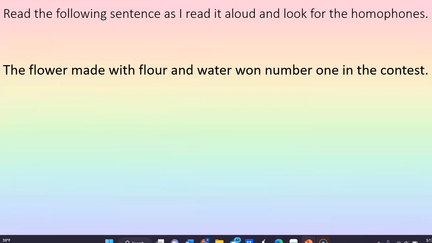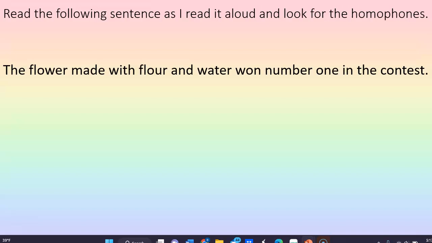Read the last sentence as I read it aloud and look for the homophones. The flour made with flower and water won number 1 in the contest. In this sentence, we once again have two sets of homophones.